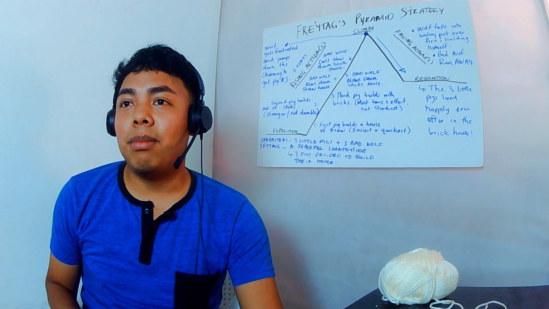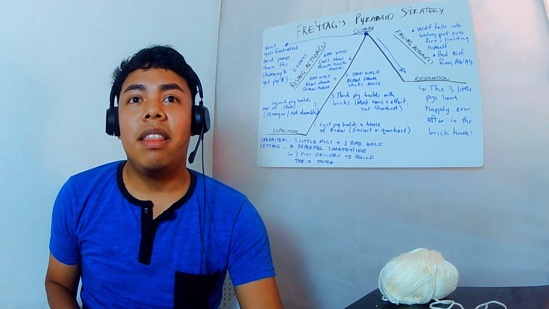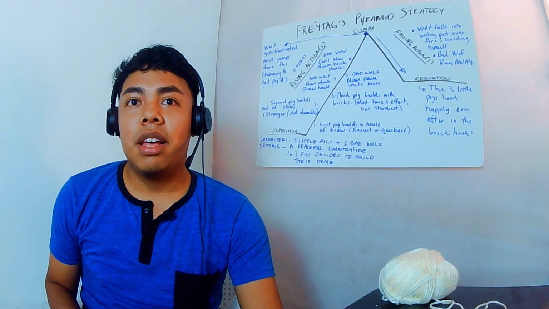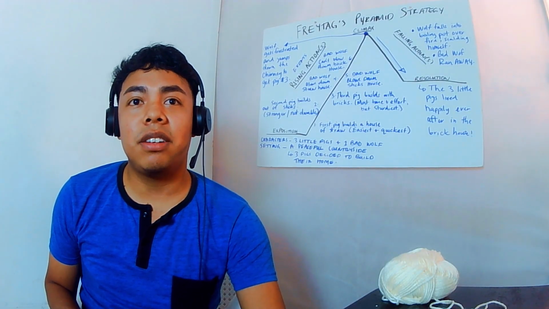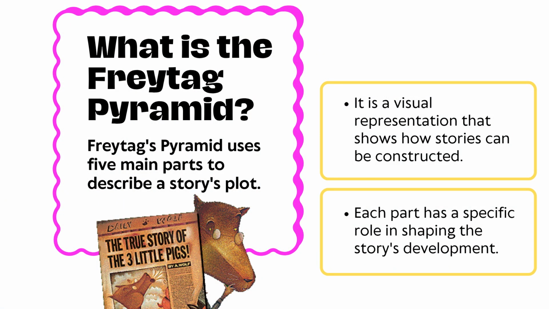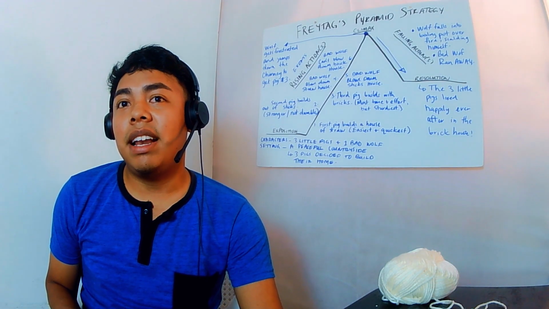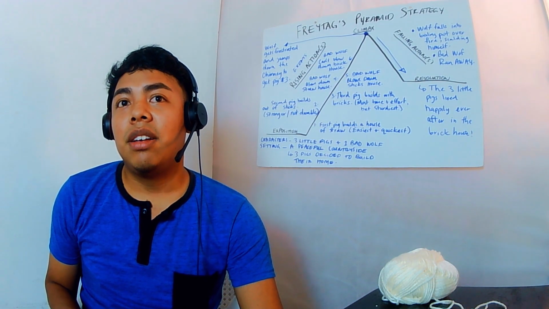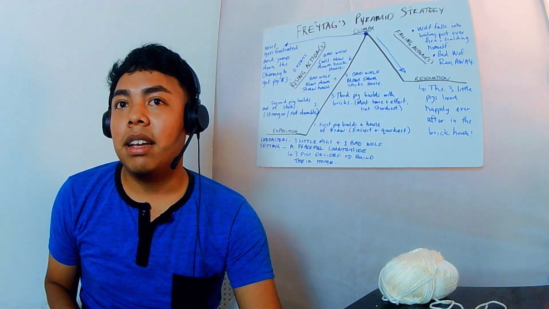Now, coming to the meaning of the Freytag pyramid, this is a pyramid that has 5 main parts to describe a story's plot structure. For this we can use a visual representation which shows how stories can be constructed, and each part has a specific role in shaping the story's development. The 5 main parts are the exposition, the rising action, the climax, the falling action, and the resolution. So this is Freytag's pyramid strategy.